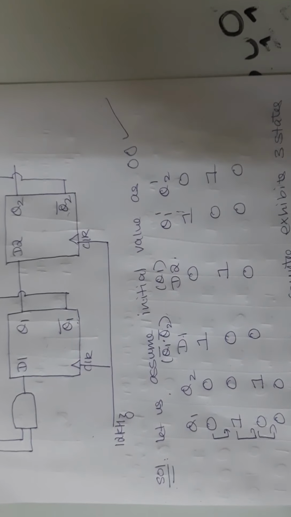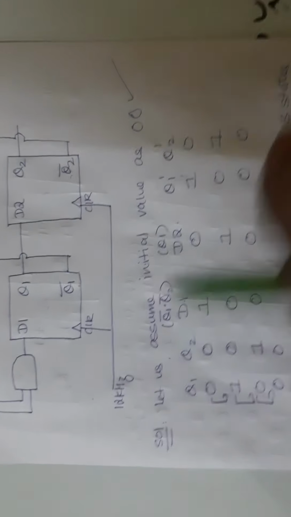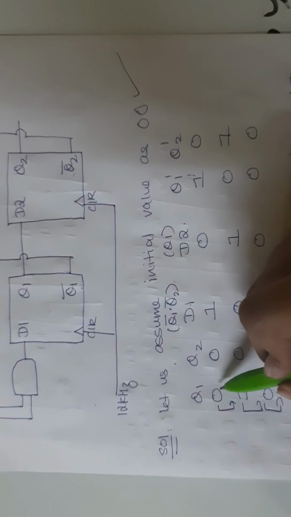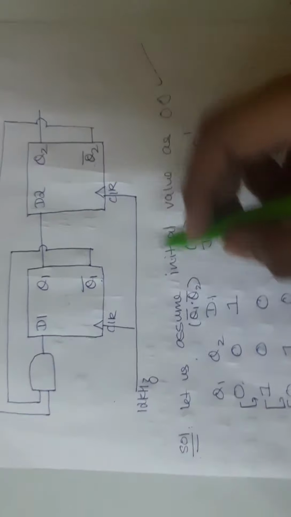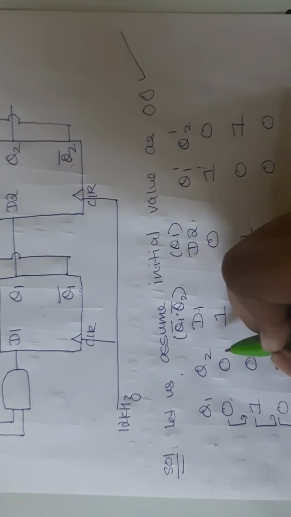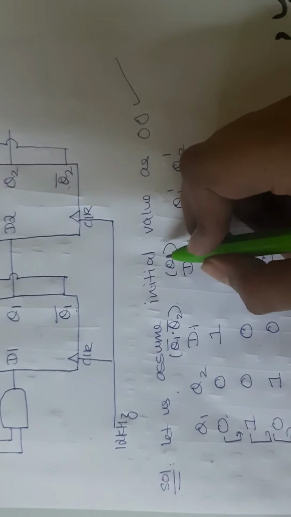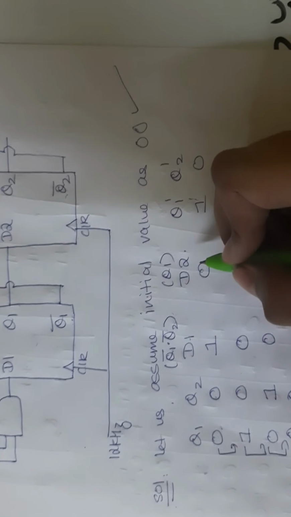Previously I discussed the truth table of D flip-flop, right? So based on that. Now initially my state is 0, 0. D1 is nothing but Q1 bar into Q2 bar. So Q1 bar is 1, Q2 bar is 1, and the AND operation will give me 1. D2 is nothing but Q1. So Q1 is 0, so 1, 0.